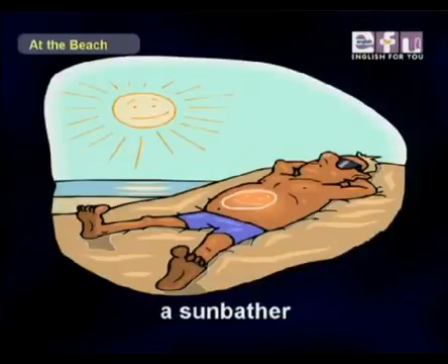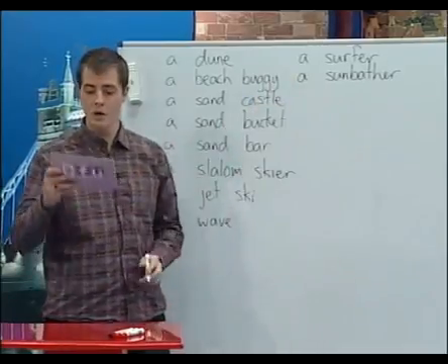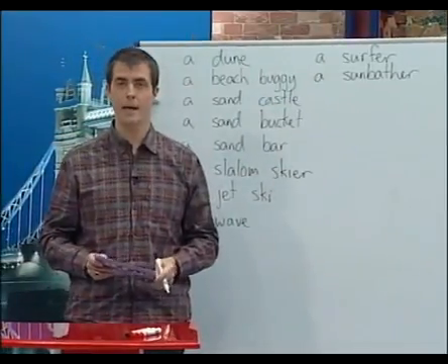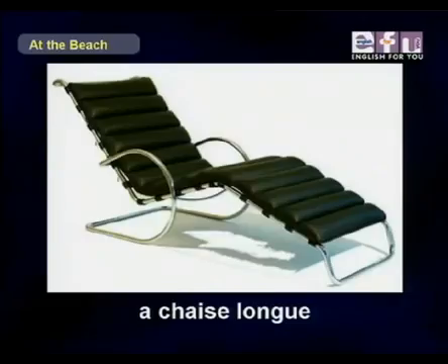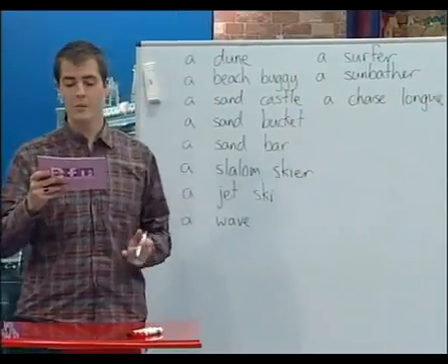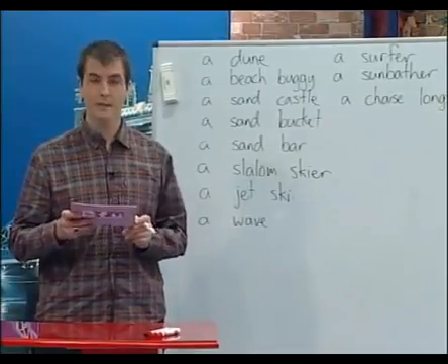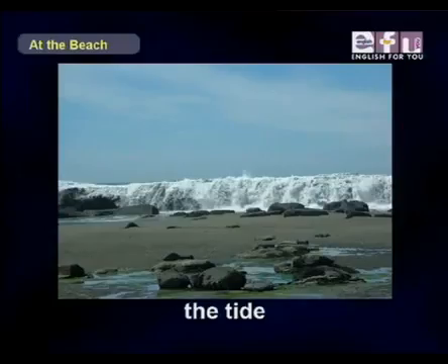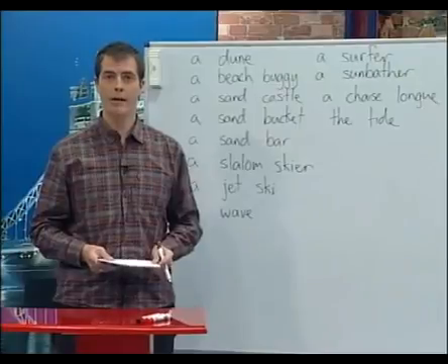A sunbather. A sunbather is a person who likes to lie in the sun, and this person can either suntan or sunburn. A chaise longue. Now, a chaise longue is a long chair with a back that can be upright for sitting, or it can lie flat for sunbathing, and it's used on the beach. Next we have the tide. The tide is the regular rising and lowering of the sea.